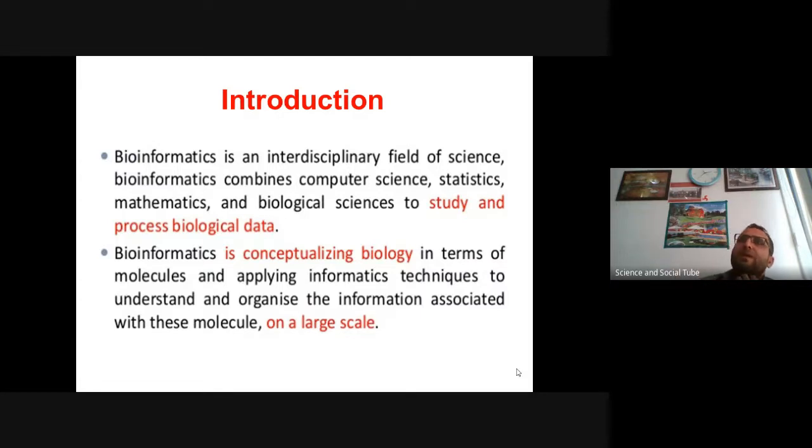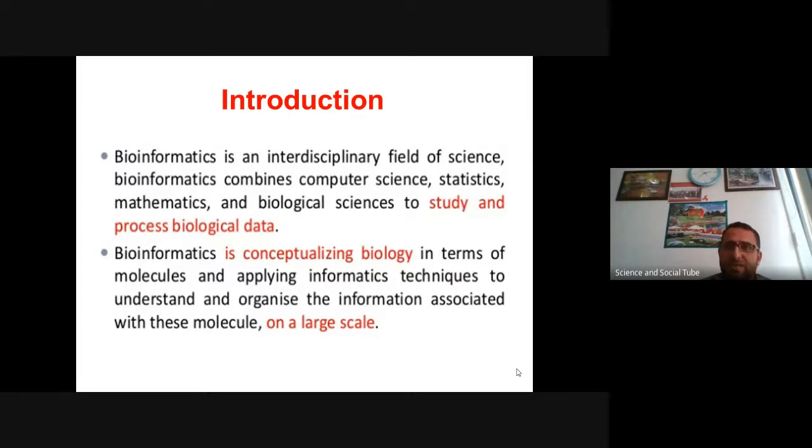Whatever biological data we get, that data may be from plant science, animal science, fisheries, microbes, insects, whatever it may be. We can analyze the data, we can use the tools, we can use the software, we can use the servers in order to analyze these molecules. If we see in biological science, we have this data at three levels. You already know about the central dogma, so we have this biological data at three levels.